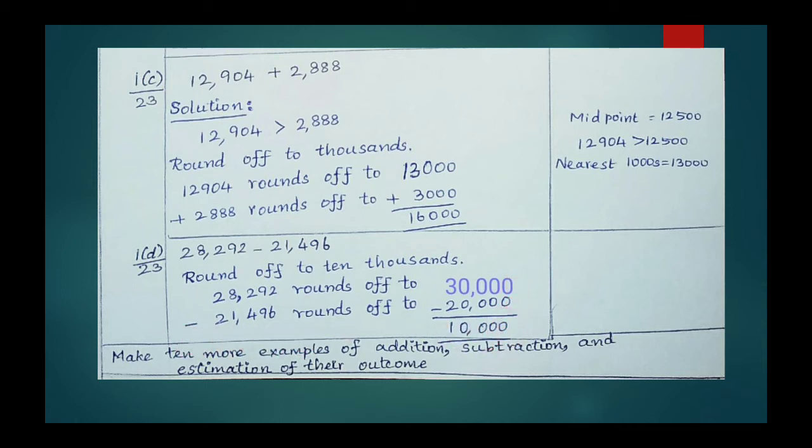Make 10 more examples of addition, subtraction and estimation of their outcome. You can do it by yourself using any 2 digits or any 3 digits as you wish. Okay, this has been given for your practice only, so keep practicing.